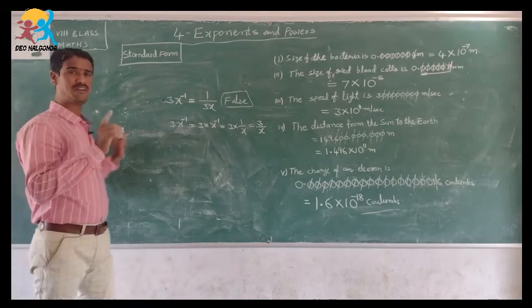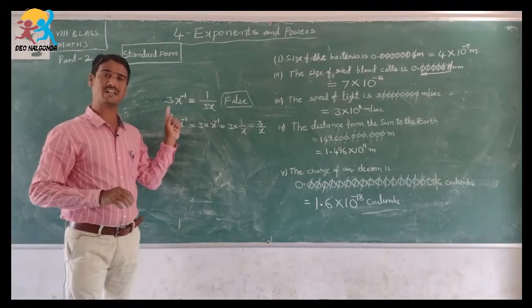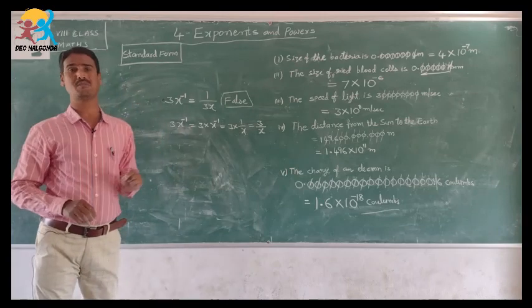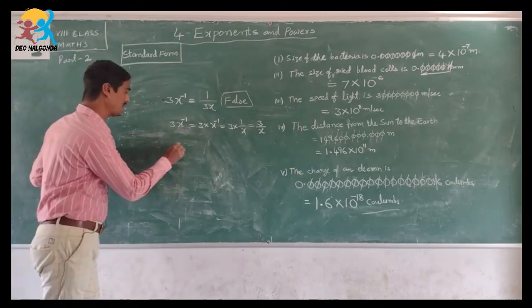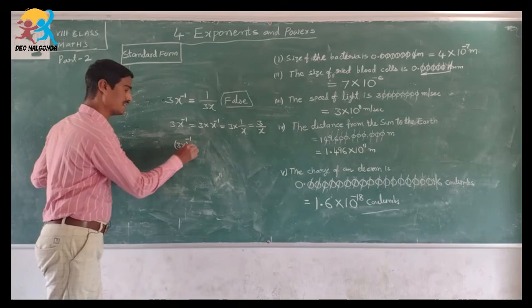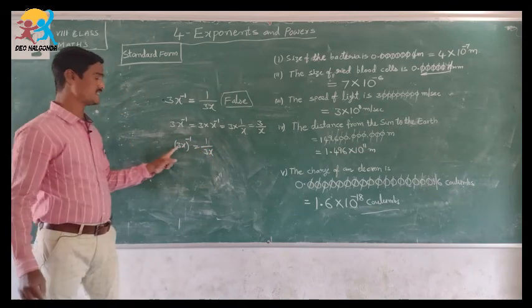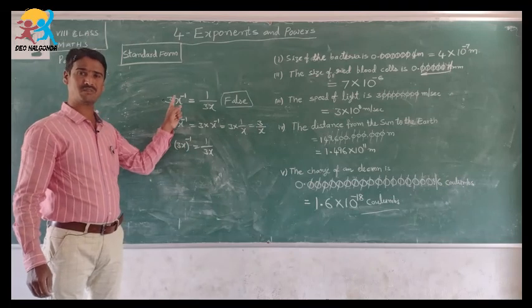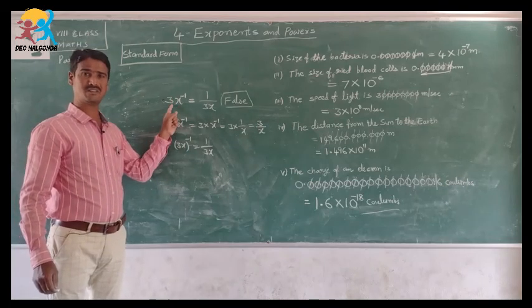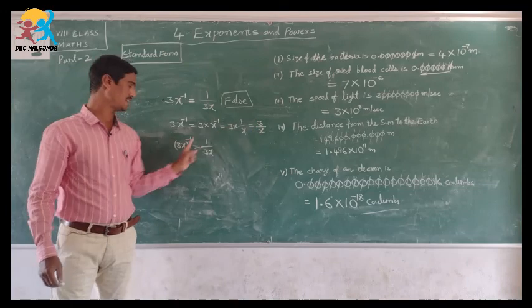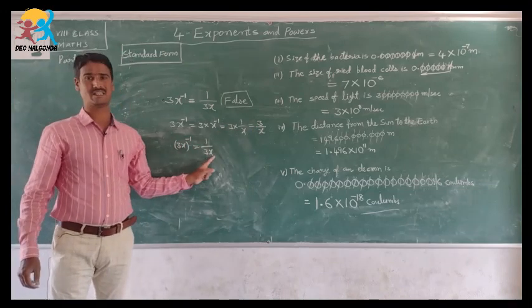So the power is most important, and using brackets is also important. Suppose I give this problem, 3x whole power minus 1, then you can write 1 by 3x. Here the base is 3x. Before, the base was only x. So we write 3 by x there, and here 1 by 3x.